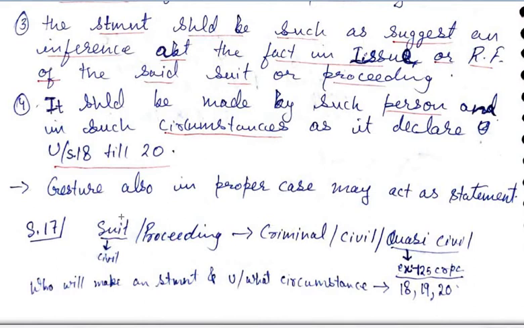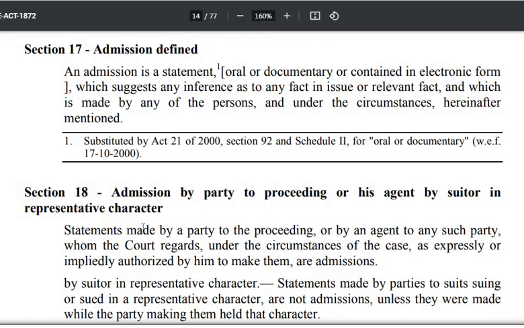So there has to be a criminal, civil or quasi civil proceeding, or a suit in which there is some fact in issue or relevant fact, and the statement of the person concerned is suggesting an inference about such fact in issue or relevant fact. And the last point they are saying is what? That it should be made by some such person plus in some such circumstances as is specified hereinafter, that is section 18 till 20. तो देखो जो nature of statement क्या होगा वो तो बता दिया 17 में, कब किया जाना चाहिए वो भी implicitly बता दिया section 17 में.